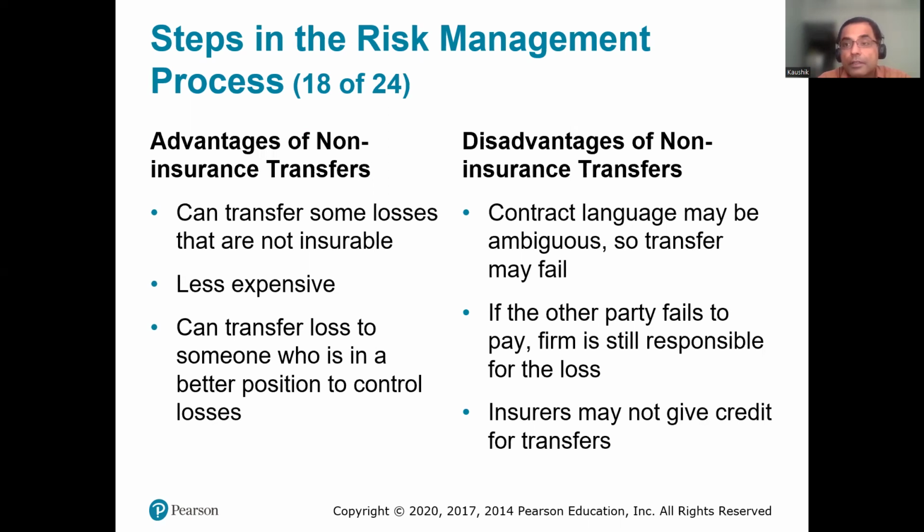Sometimes the other party may fail to make the payout when the loss occurs. So in that case, it becomes a credit risk. And sometimes insurers do not give credit for these kind of transfers. They consider the business as uninsured.